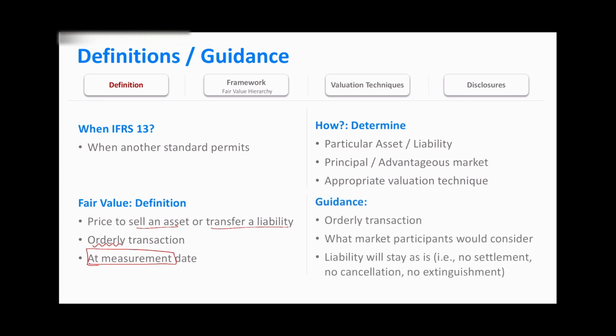The guidance goes on further to explain a little more detail. It says an entity should think like a market participant and should consider everything a market participant would consider in an ordinary sale or settlement of a liability. And the assumption is the liability will stay as is. That is, there is no settlement, no cancellation, or no extinguishment of a liability on the measurement date.